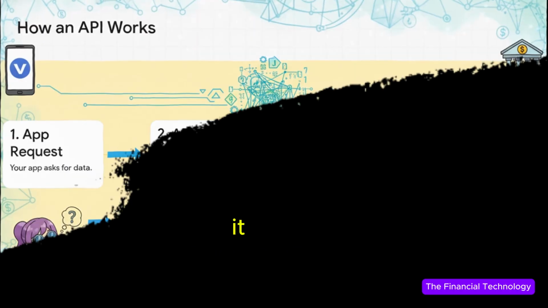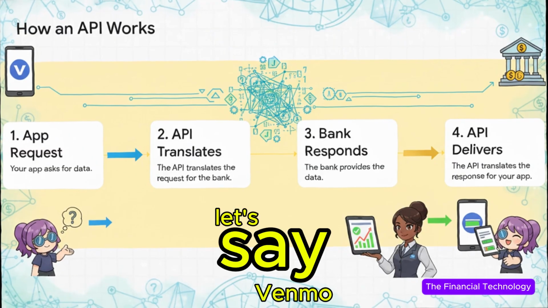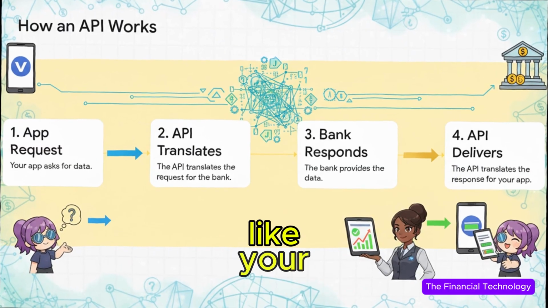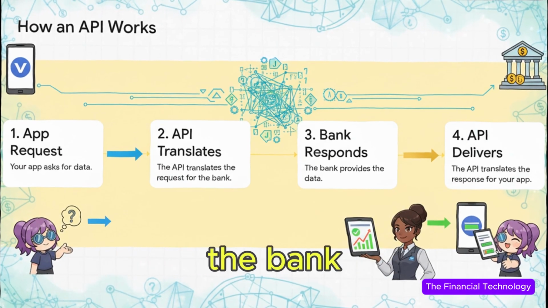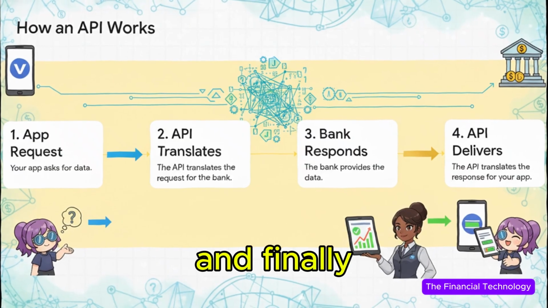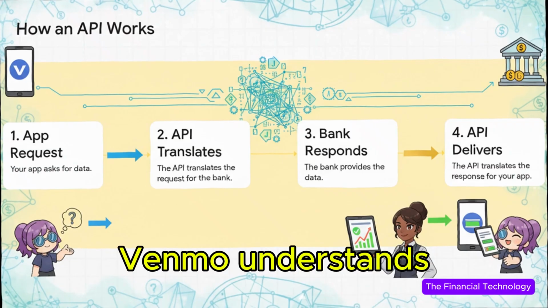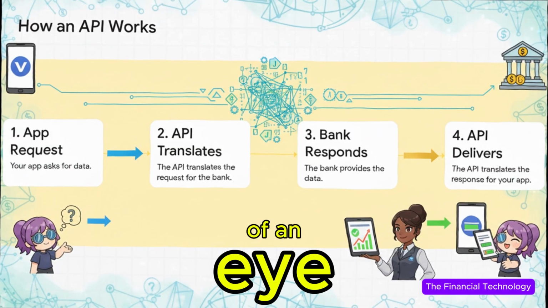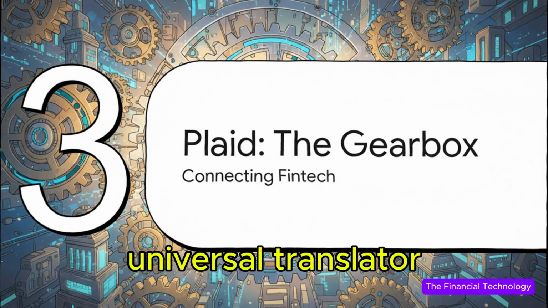Okay, so here's how it works in 4 really simple steps. First, your app, let's say Venmo, asks for some data, like your bank balance. The API then translates that request into a language the bank understands. Third, the bank sends back the info. And finally, the API translates that response back into a language Venmo understands. All of this happens in the blink of an eye. It's wild. So who built this amazing universal translator for finance?